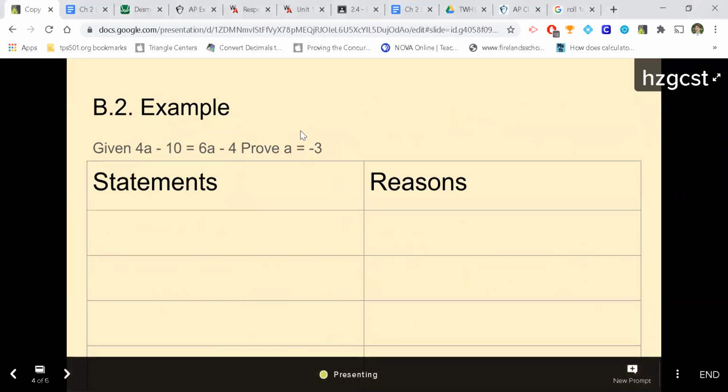All right, let's do one more. So for this one, we are given 4a minus 10 is equal to 6a minus 4. I need to prove that a is equal to negative 3.